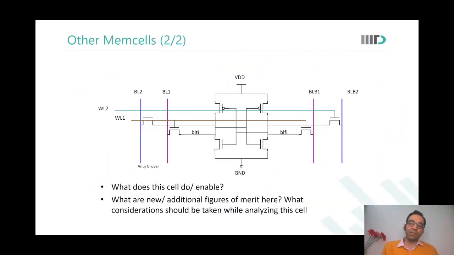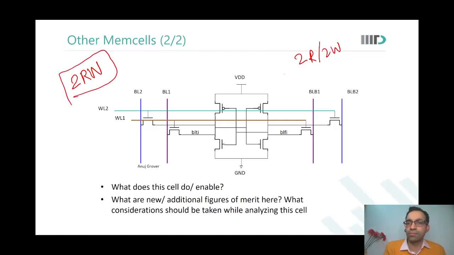What is happening here? What is this? Two read and two write. Both the ports can do read write. So there would be a different cell which would be two read and two write. This is a two read write cell. Both ports can do read write operation. Then there are two ports. So this enables parallel access to the memory from two different processors.